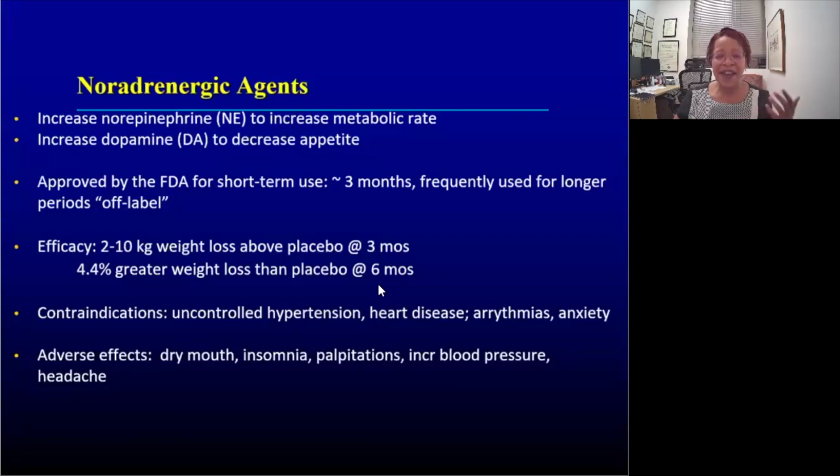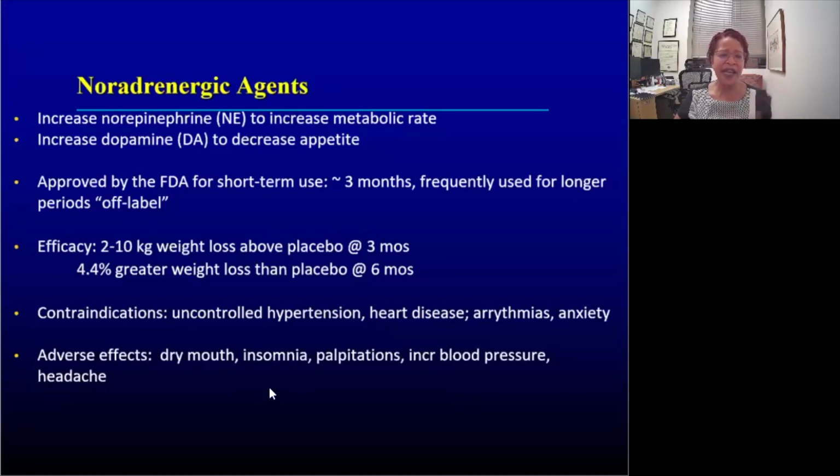And that's because they have generic formulations, right? And they increase norepinephrine, they increase your metabolic rate, and they increase dopamine. I was talking about that hormone that makes you feel good, but it can also decrease your appetite. And typically, in terms of the efficacy, about 4% weight loss over 6 months, greater than placebo group. And basically, we don't use it in patients who have uncontrolled hypertension because it can increase blood pressure.